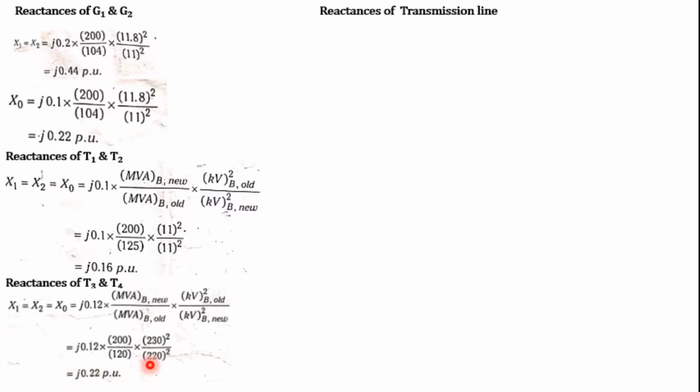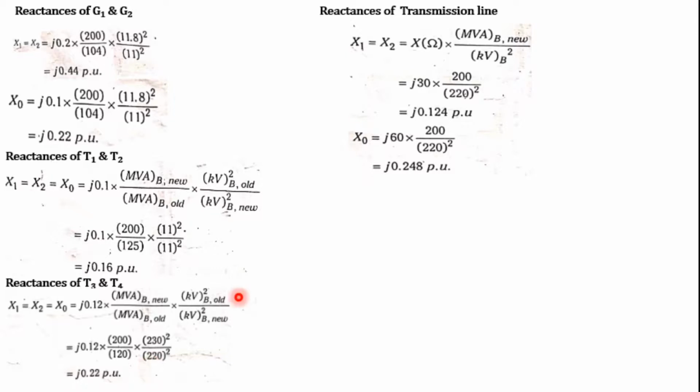Coming to the transmission line, x1 equals x2 is x in ohms into the new MVA base divided by kV base squared. So this is something different. It is j30 for the positive and negative sequence, the new MVA is 200, and the voltage is 220 squared, and x0 is j60. The kV base squared is the base voltage which you are considering, so that voltage we have to use. So we get 0.248 per unit.